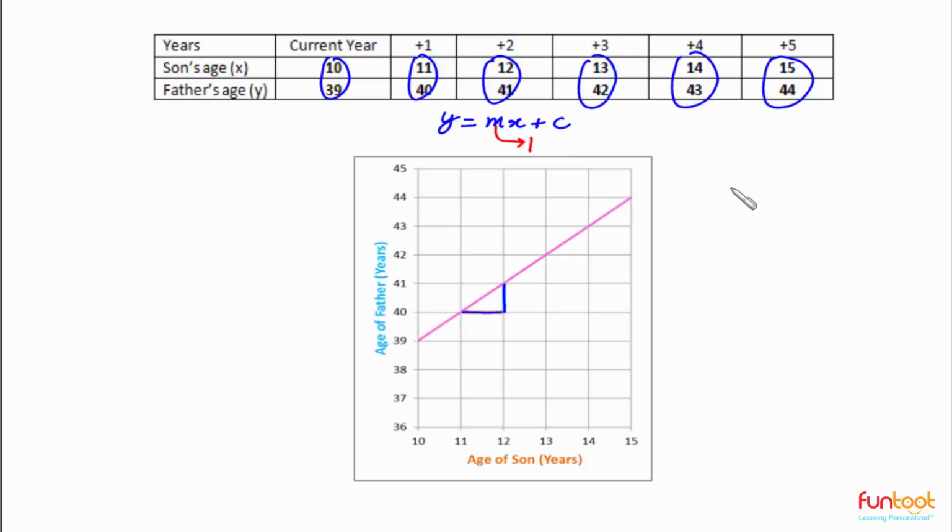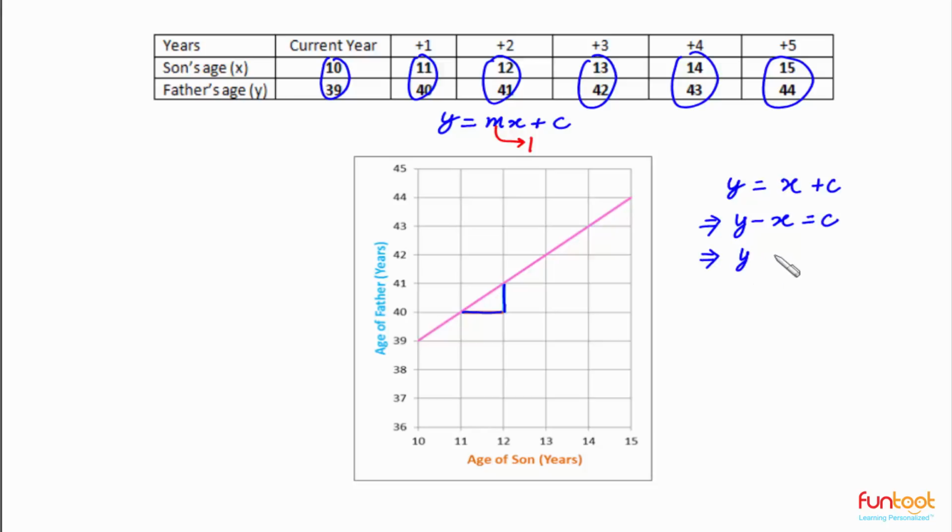So our equation can be y is equal to, in place of m we can write 1, x plus c. This implies y minus x is equal to c. Now we need to find this c, and we can see here that whatever be the solution pair, difference between y and x here is 29. So 40 minus 11 is 29, 41 minus 12 is again 29, and same can be done for all the other solution pairs. So c here comes out as 29.